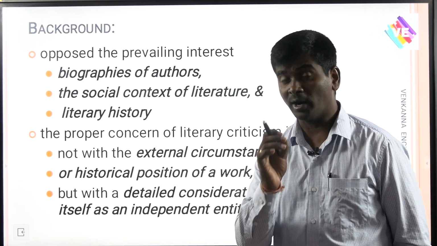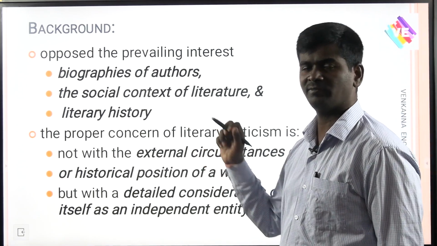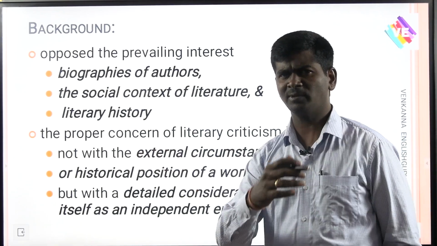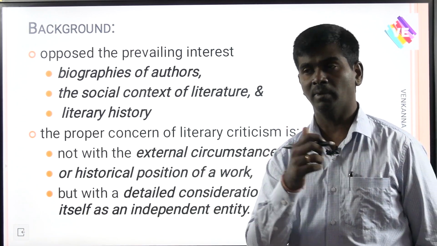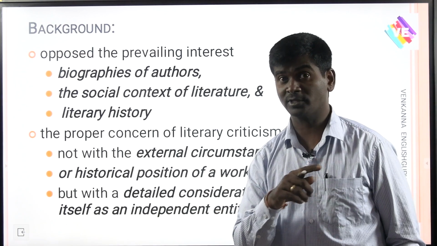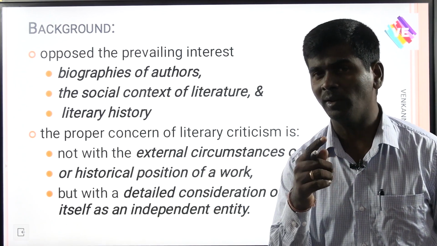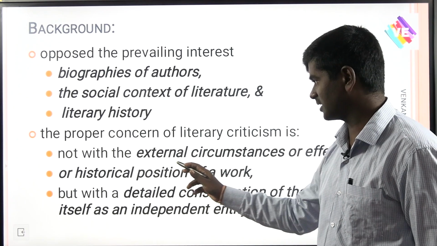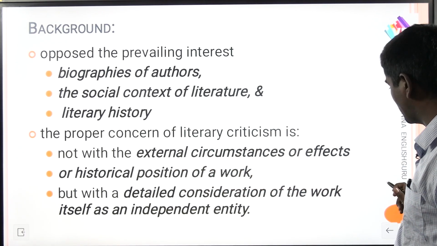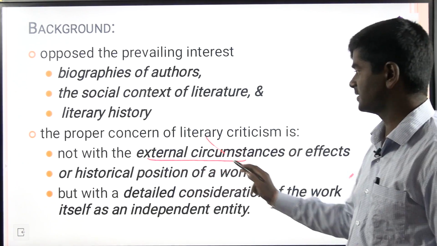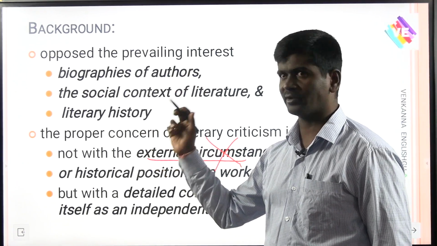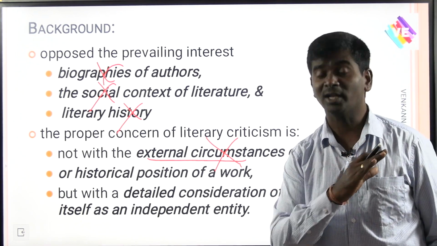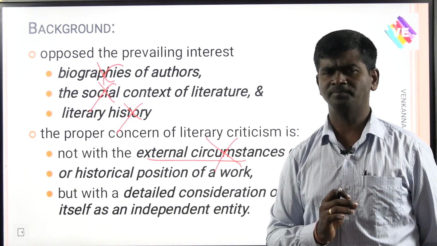So new criticism opposes the literary history of the text, the social context of the novel, poem or drama, and the biography of the author. For example, when you analyze a poem, we read about the writer, but new criticism says that you should not. The author's biography is not going to play any role in effective interpretation. Next, the proper concern of literary criticism is not the external circumstances or effects. So when you analyze literature, external circumstances like the biography of the author, social context, and literary history are not required for effective interpretation of a poem, a novel, or a drama.